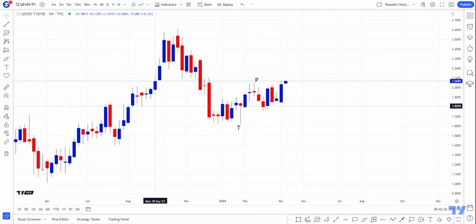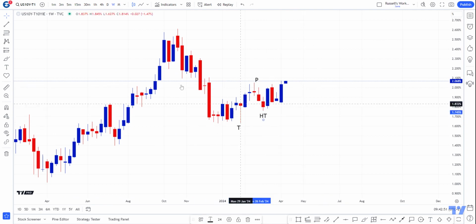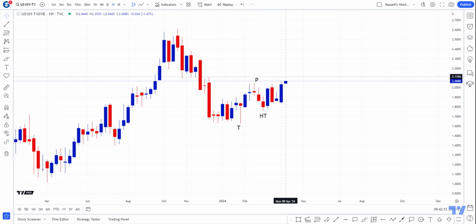And then you can see we actually have a higher trough right over here. And followed by the higher trough is the higher peak. So we've actually got an uptrend. Actually got an uptrend for the real rate. Let's put it there. Okay.